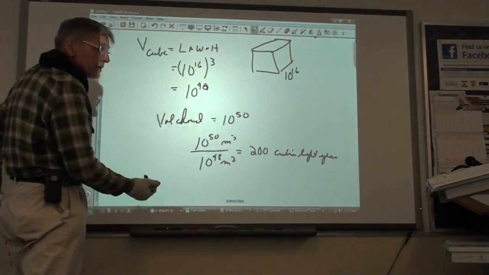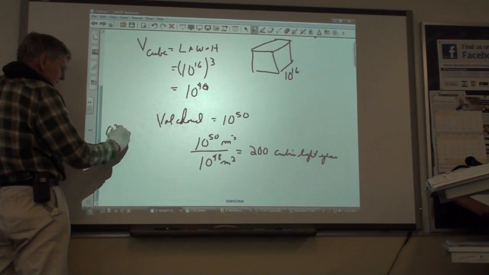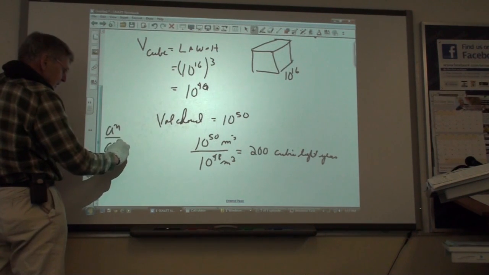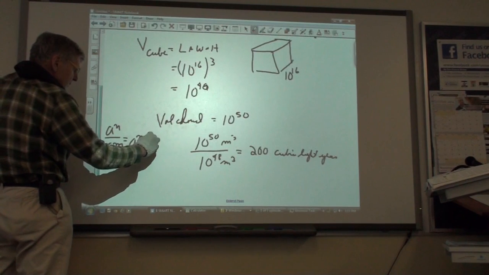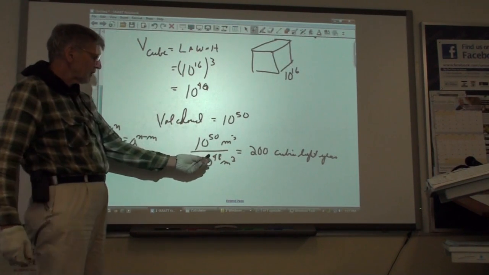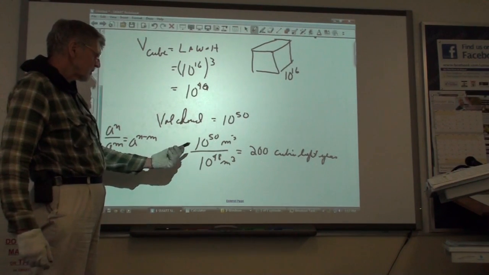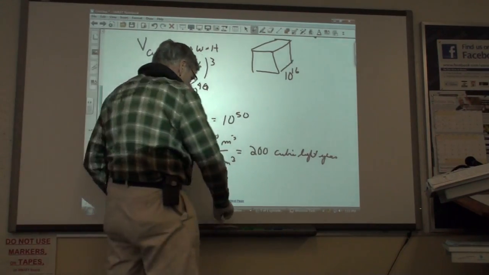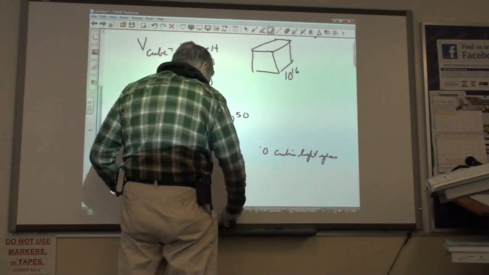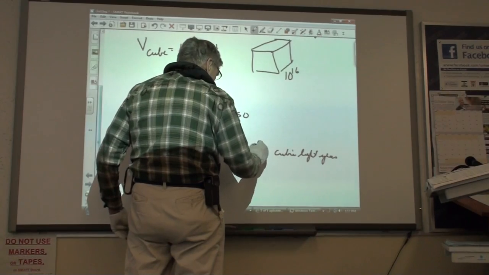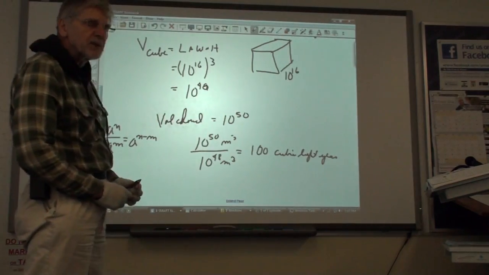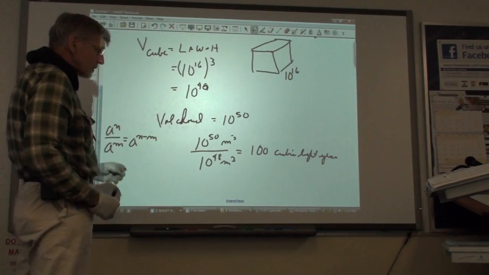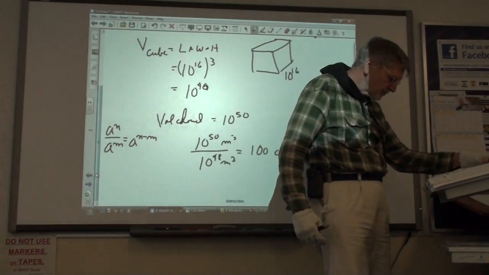And again, we're using one of the rules of power of 10, that a to the n over a to the m is equal to a to the n minus m. So 10 to the 50 over 10 to the 48 is equal to 10 squared, and 10 squared is 100. So let's straighten that out. It is equal to 100 cubic light years. So that will take care of that problem.